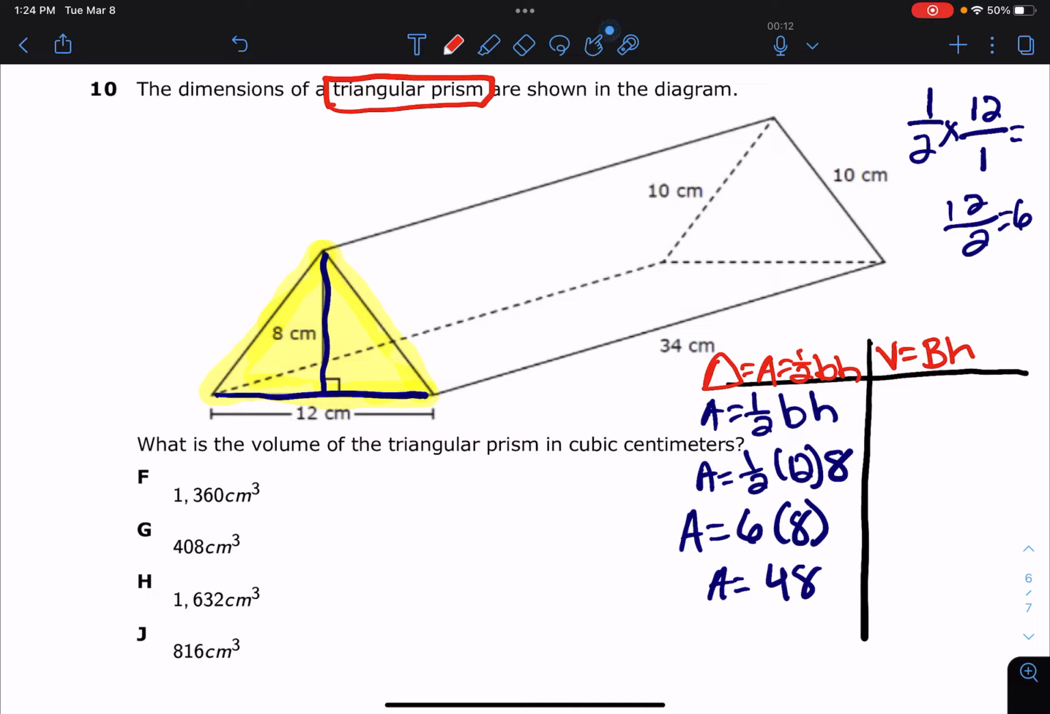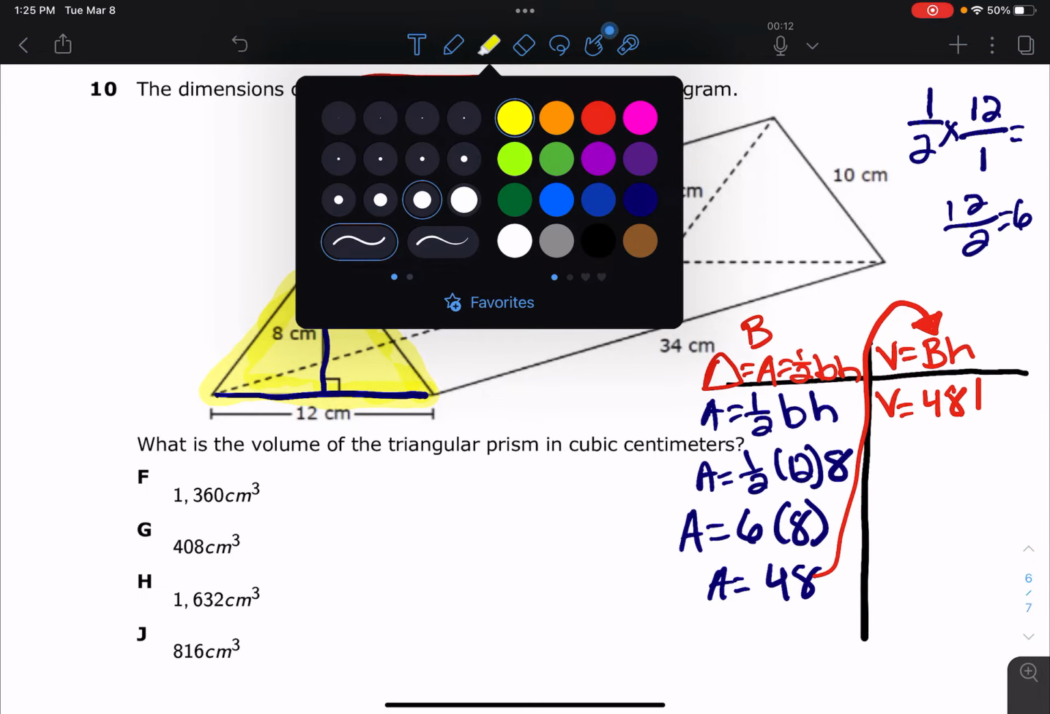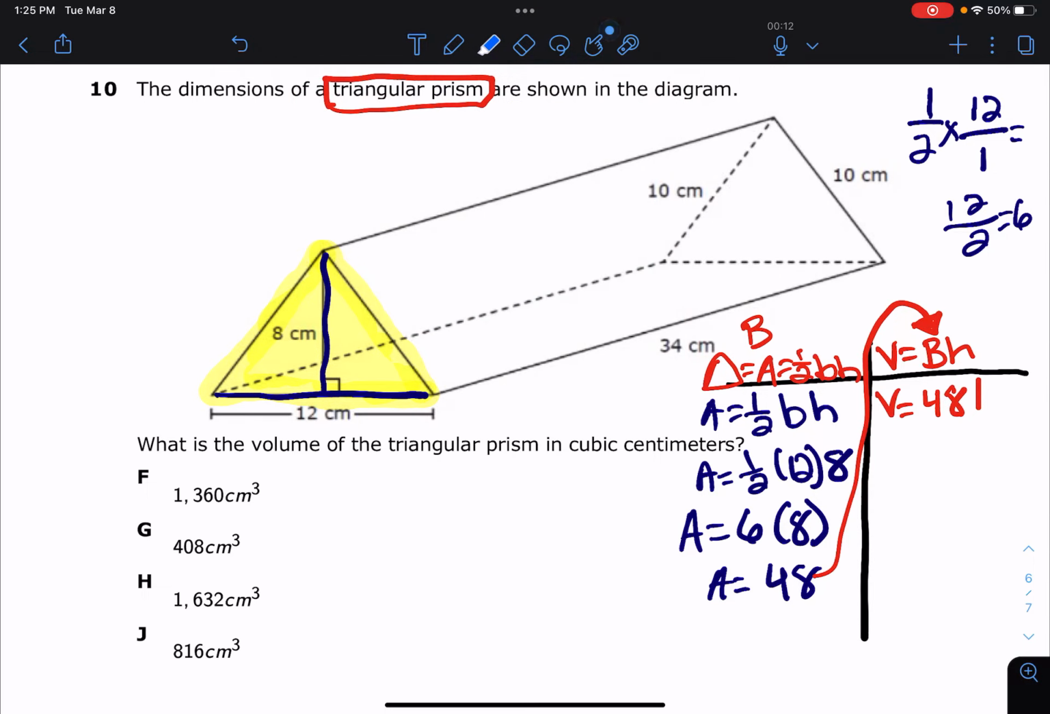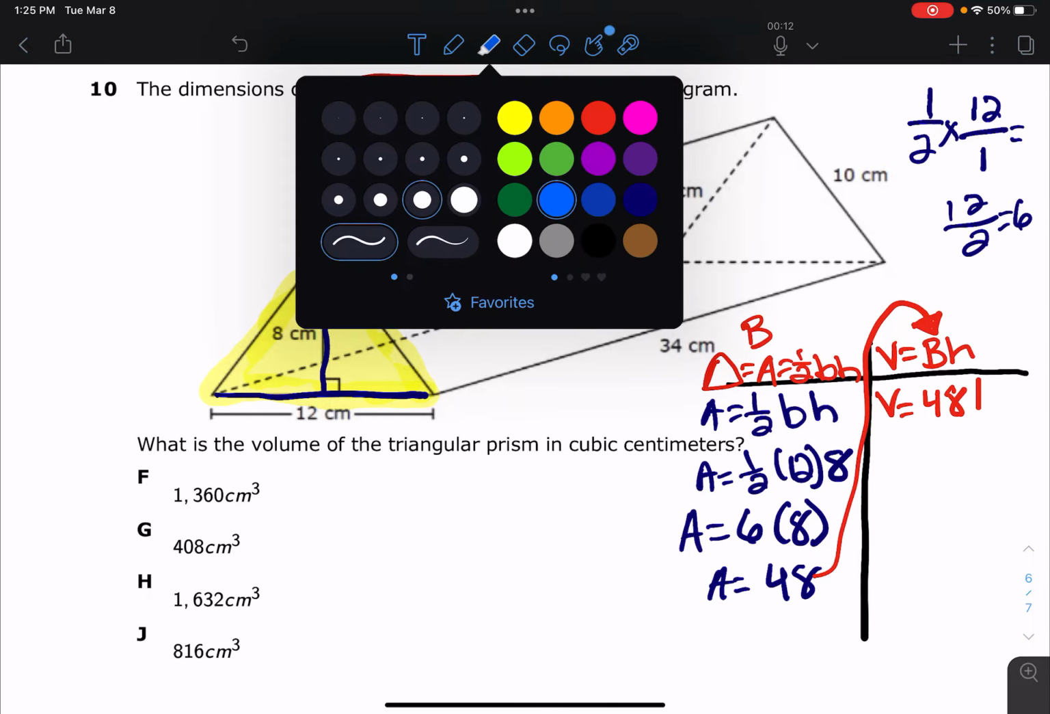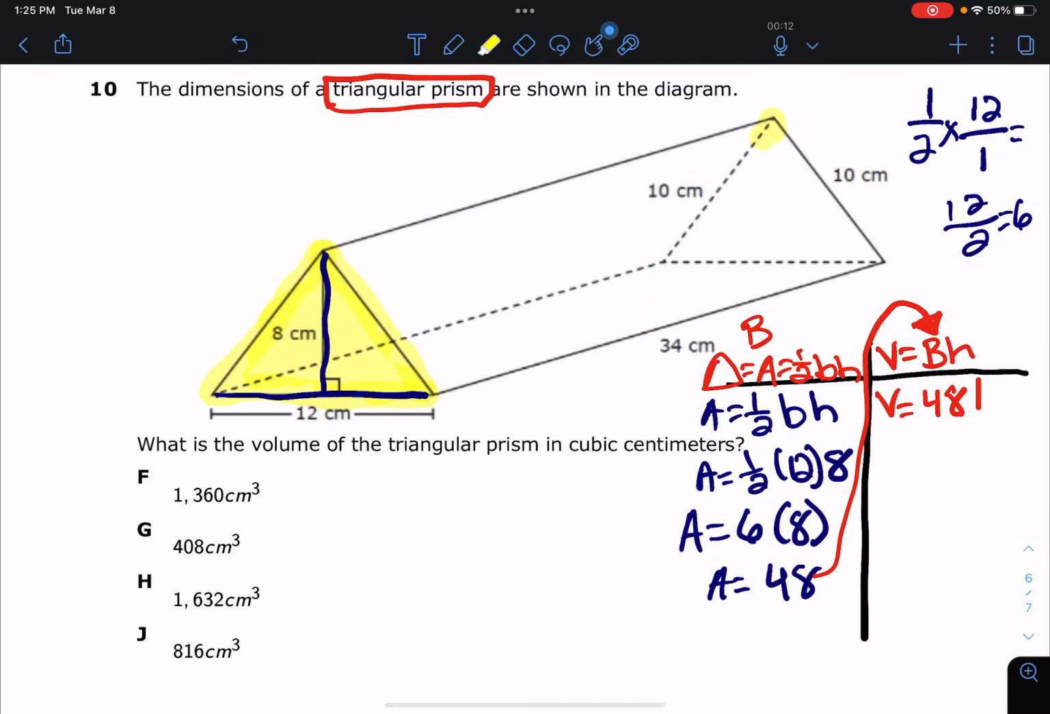Now that I have my area of the base, because we said this was our big B, I'm going to take that and plug it into here, which is my big B. So now I have volume equals 48 times the height of the prism. It's important for you to understand that the height of the prism is what connects the two bases. So if this is one base, my other base is here.